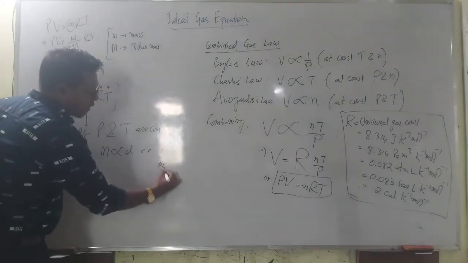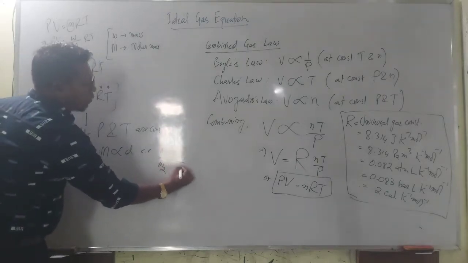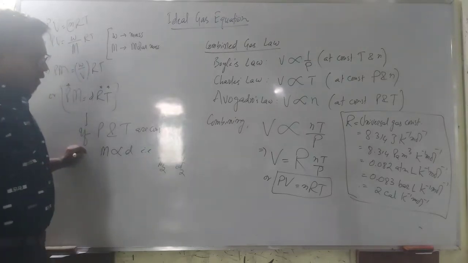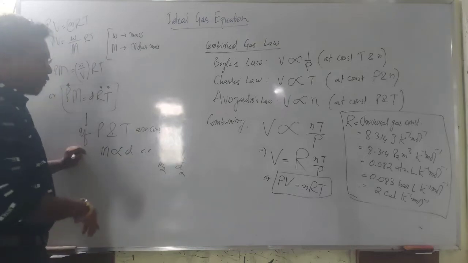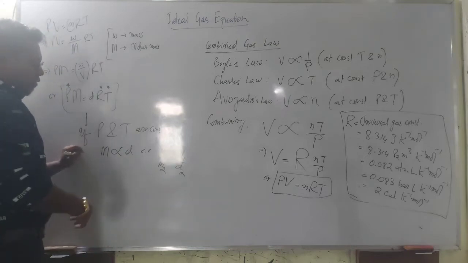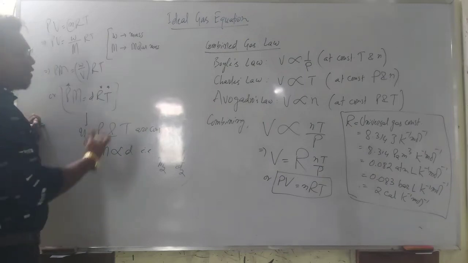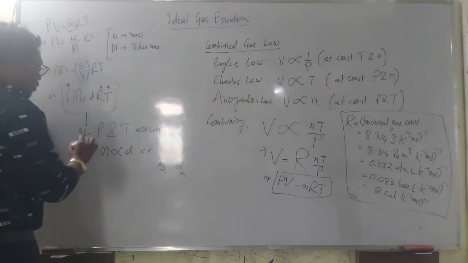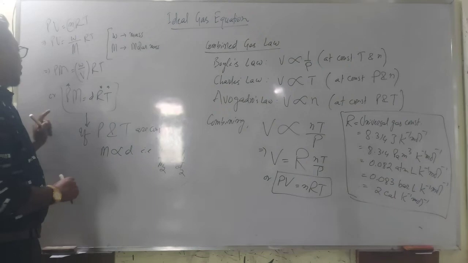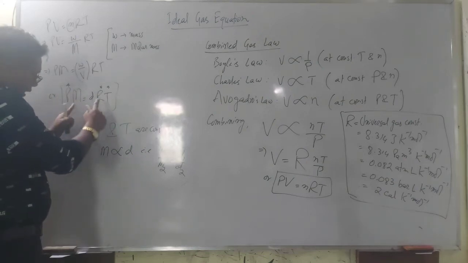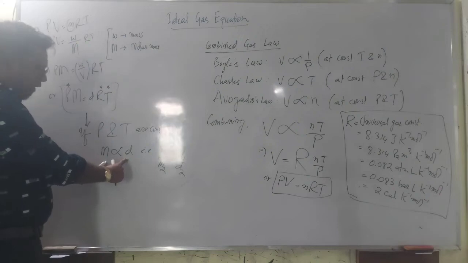Or this can be written like this also: M1 by M2 is equal to d1 by d2. This relation is used in Graham's law of diffusion. That will be the next video of this particular chapter. So if P and T are constant, then M and d are related like this.